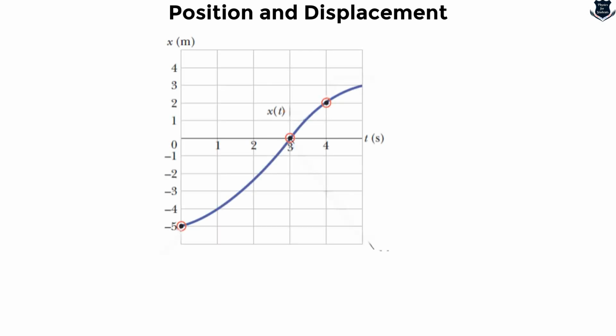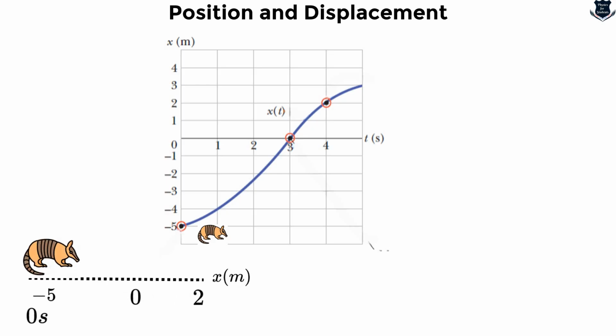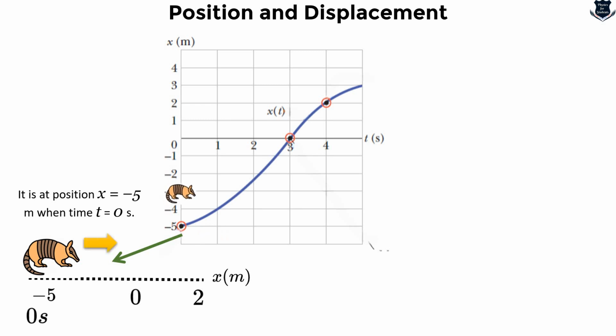Now let us put this kind of a graph, and what I'm going to do particularly is take the same armadillo. The armadillo is first noticed over here at t equals 0 when the position is x equals 5 meters, and it moves in this direction. So the armadillo is moving from here up to here. Initially it was here, now it goes up to here.